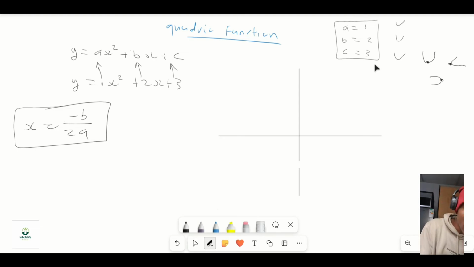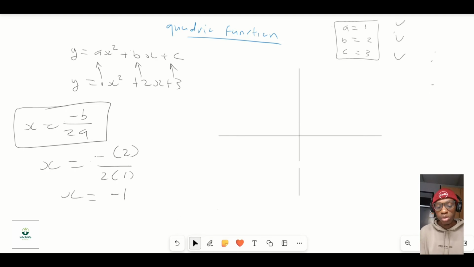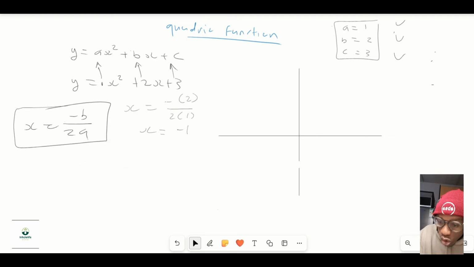It's not hard to use this equation if you have identified these values. Do you realize the importance of having them? What you can do is just substitute. You can say x equals negative, what is your b? Your b is 2, over 2, what is your a? 1. So you're going to have x equals negative 1. The x coordinate of your turning point is negative 1. Cool, so we are sorted.